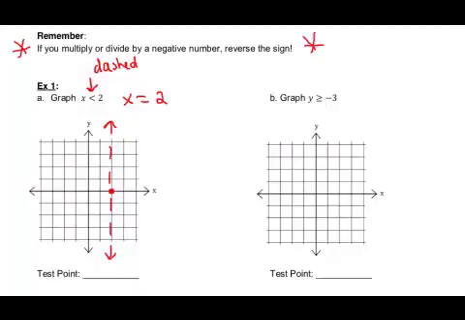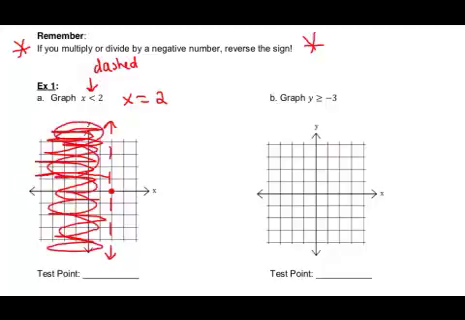The other thing that we need to do is shade our solution area. So our solution is x is less than 2. So this means that any number that is less than 2 is going to be a solution. So what I want you to do is put your pen on your graph, and if it's less than, we are going to go to the left. So that means that we are going to shade all this area to the left of our line.